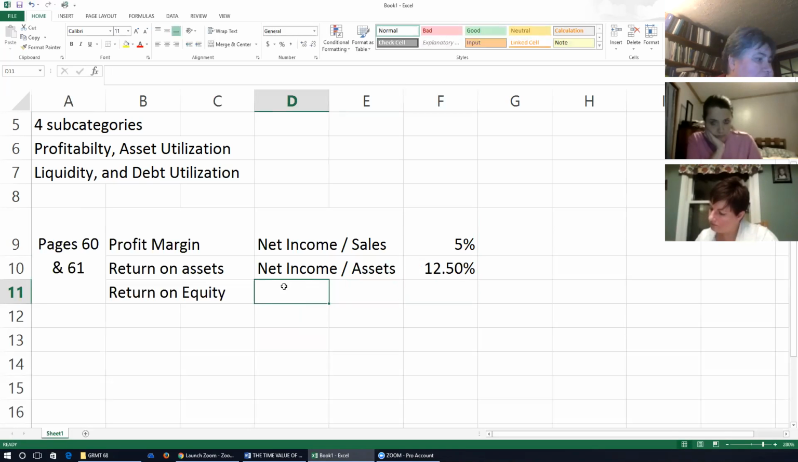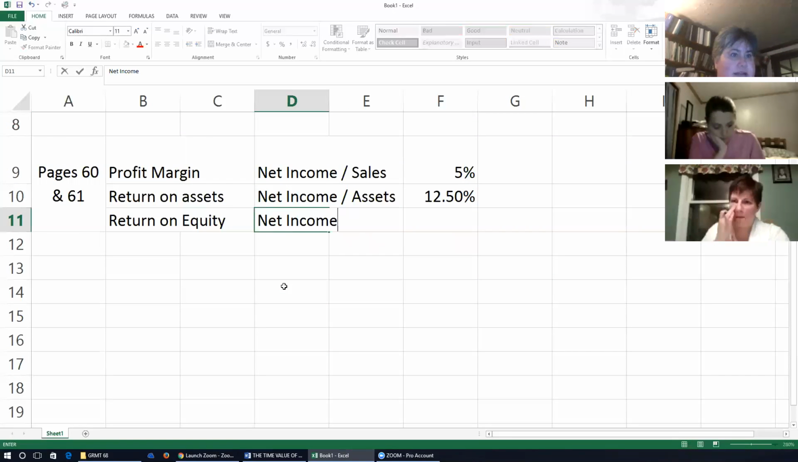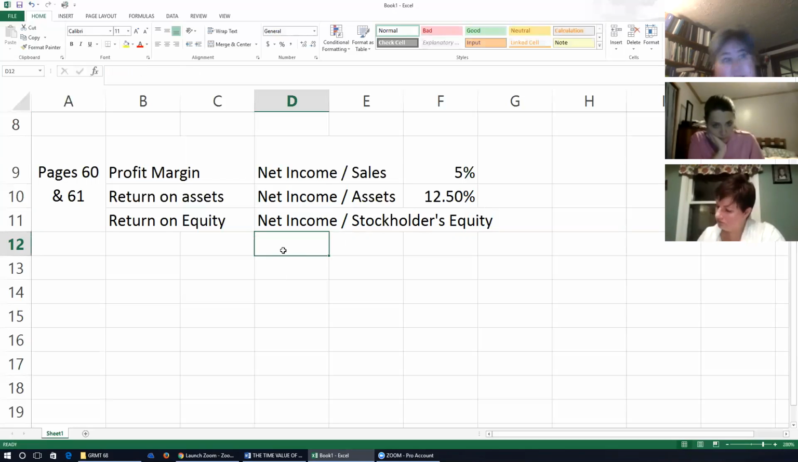And return on equity is very similar. It's net income divided by stockholders' equity. So all these profit ones are really focused on how much net income did we make in relation to this other number.